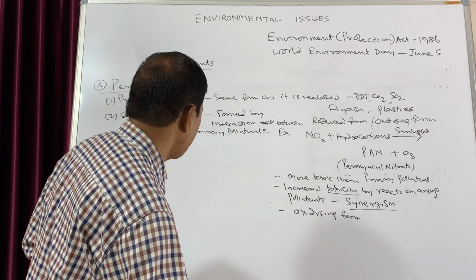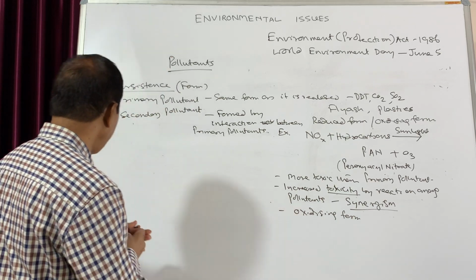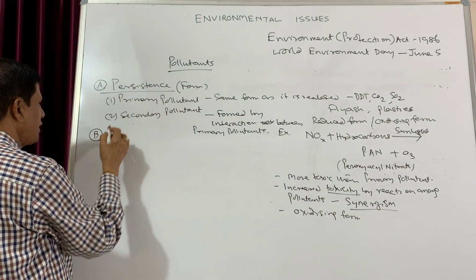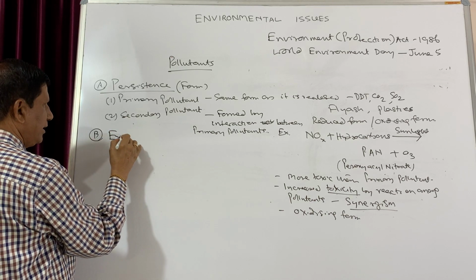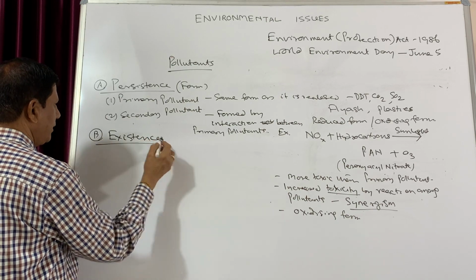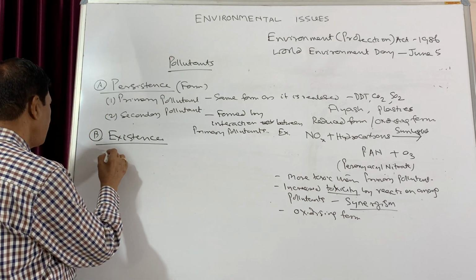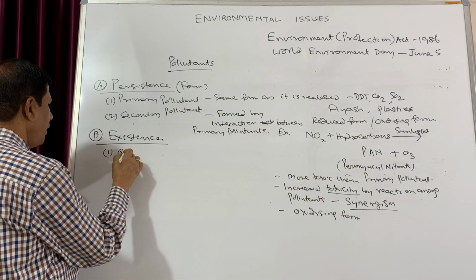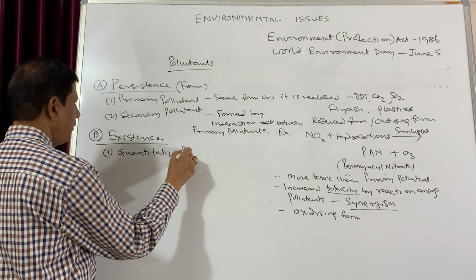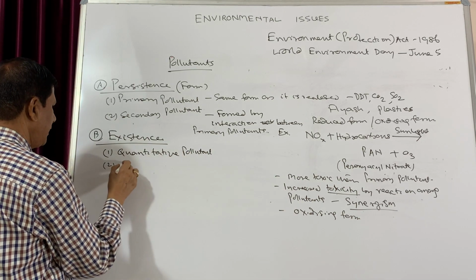Now let us discuss another aspect. The first was persistence, and this one is based on existence. Depending upon their existence, pollutants are again of two types. There may be quantitative pollutants, or there may be qualitative pollutants.